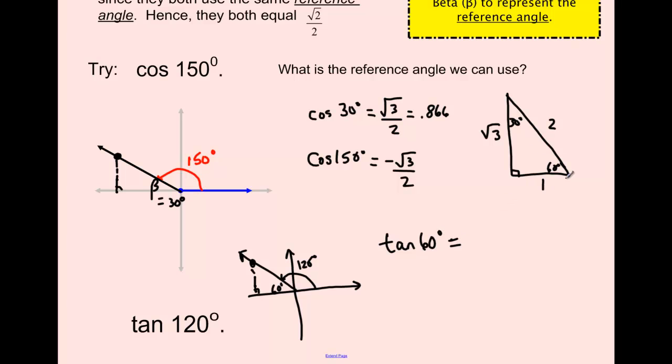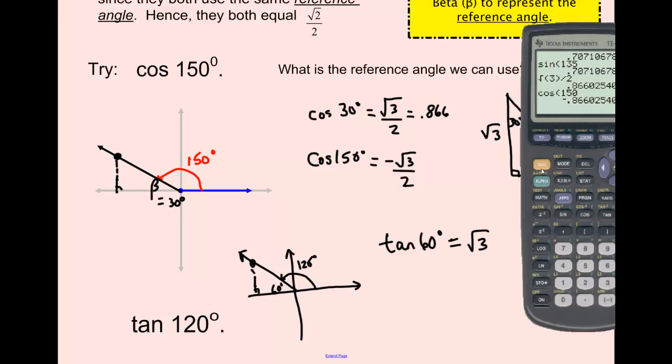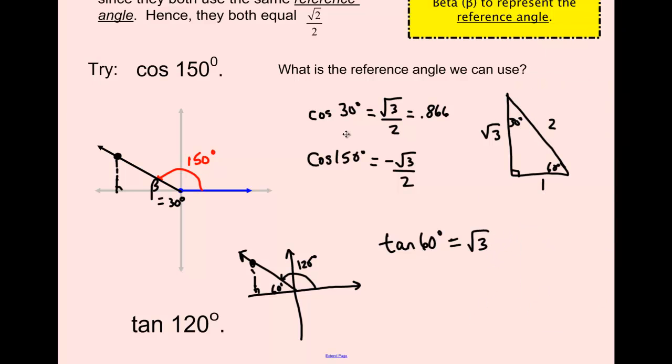Well, we already have this triangle out here, so remember tan is opposite over adjacent, so root 3 over 1, or just equal to root 3. Well, let's get our calculator out here. What is root 3 as a decimal, just to verify for us? So square root of 3, 1.732. So this equals 1.732. So let's check out tan of 120.